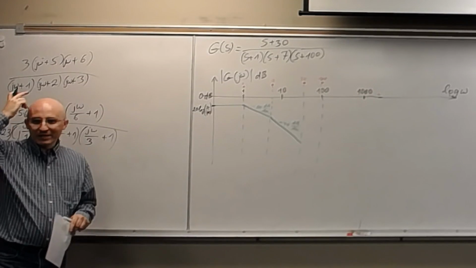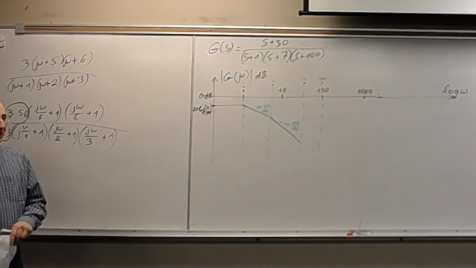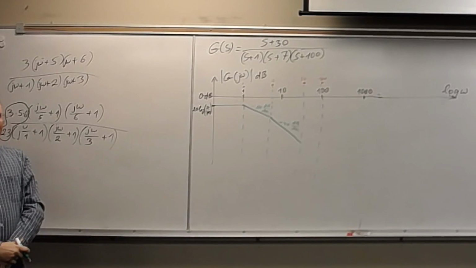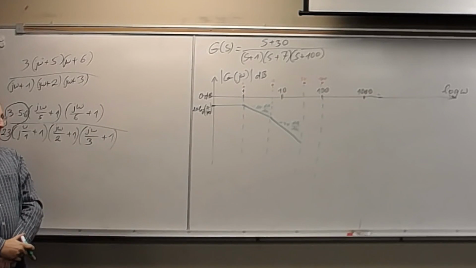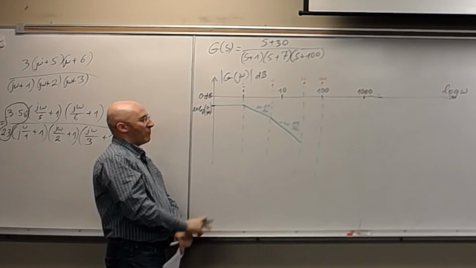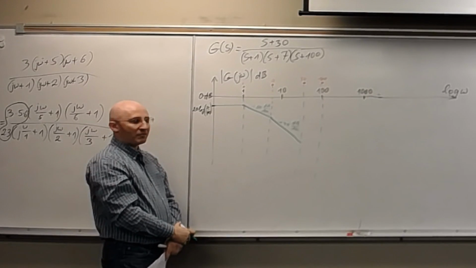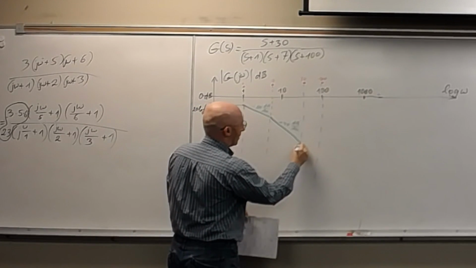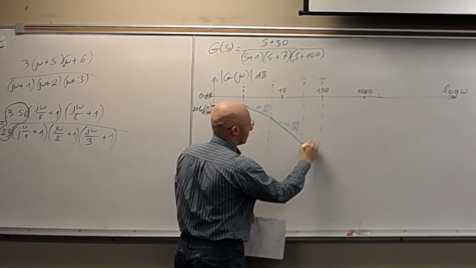And what will happen to the zero? It will go up. But how much will it go up? 20. It will go up 20, which is added to that minus 40, which will be back to minus 20. Right? So it will get back to the same value that it was before.